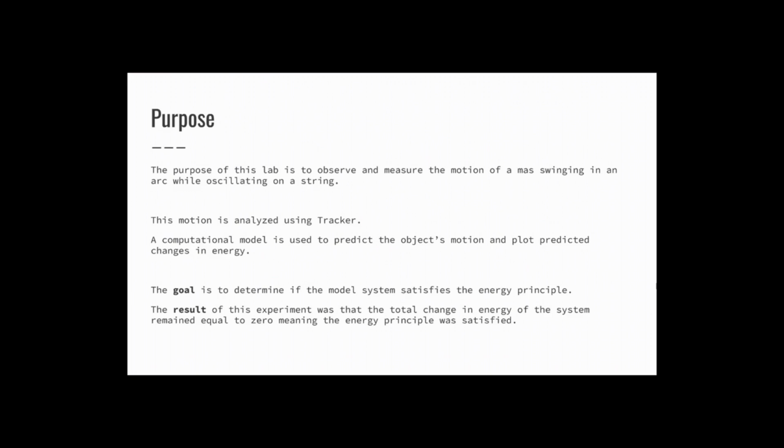This lab is to observe and measure the motion of a mass swinging in an arc while oscillating on a string. This motion is analyzed using Tracker, and then a computational model is used to predict the object's motion and plot predicted changes in energy.